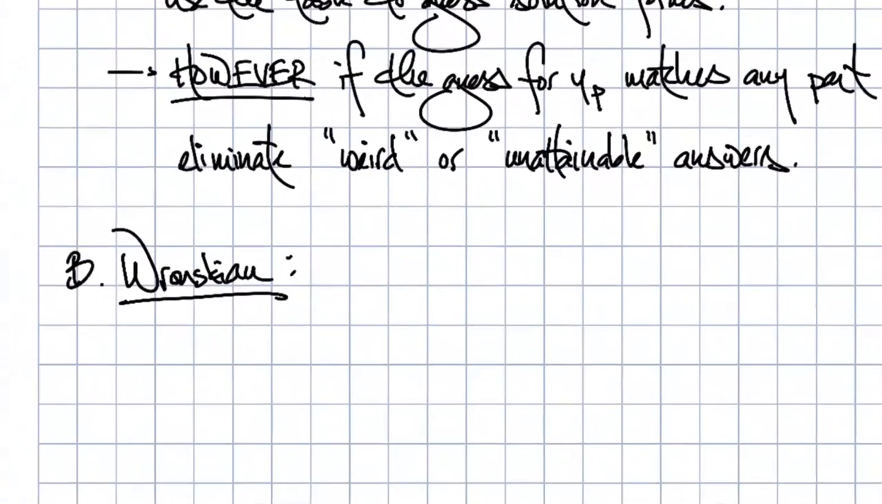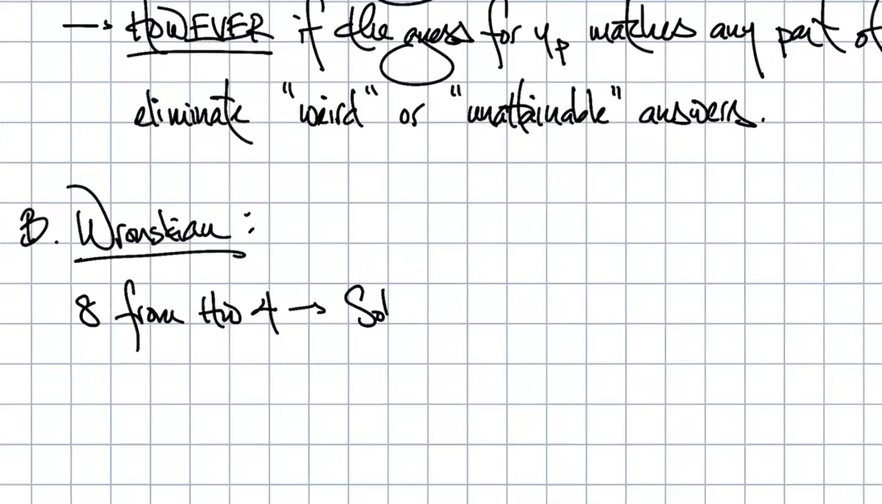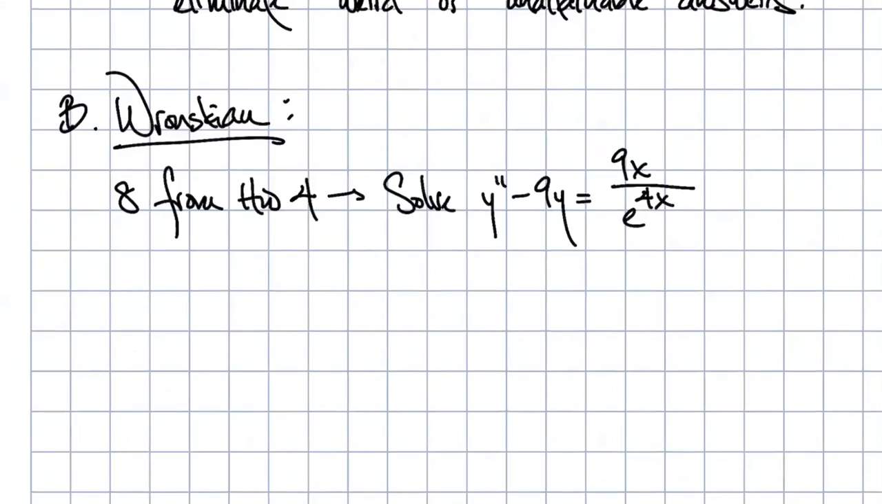So we'll say number 8 from homework 4. And that was solve y double prime minus 9y equals 9x over. Oh yeah, when I was typing the solution to this one, I was like, oh, it's so long. All right.